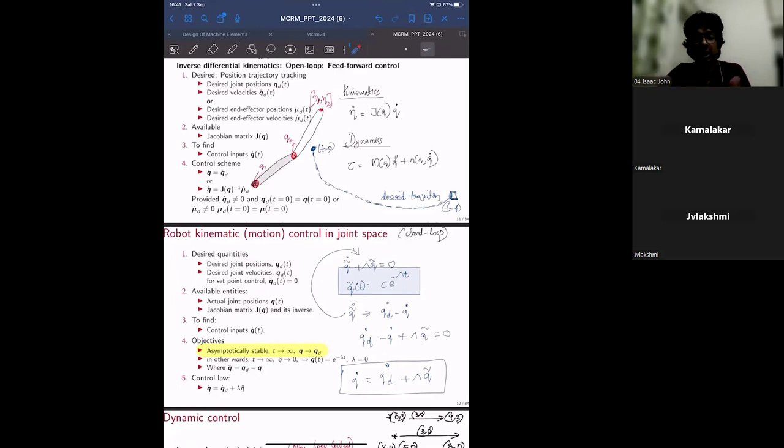For teleoperation purposes, maybe for surgical robots and all those things, you can probably get away with open loop, because the feedback is provided by the operator itself.